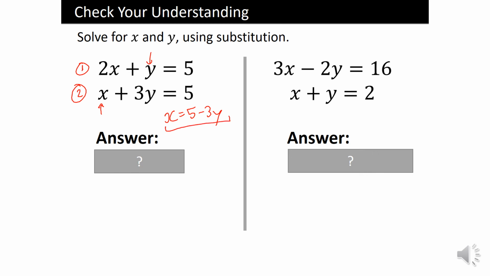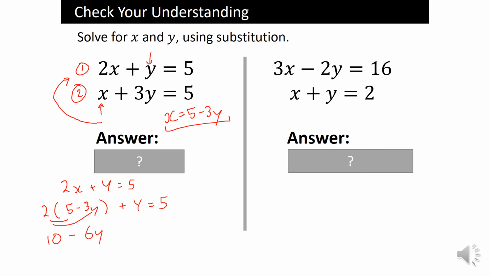So what I'm going to do now is substitute that in to equation 1. So I've got 2x plus y equals 5. So substituting in x, I've got 2 lots of 5 minus 3y plus y equals 5. Expanding out the brackets, so I've got 10 minus 6y plus y equals 5. So 10 minus 5y equals 5. And then doing a quick bit of algebra, we end up with y equals 1.